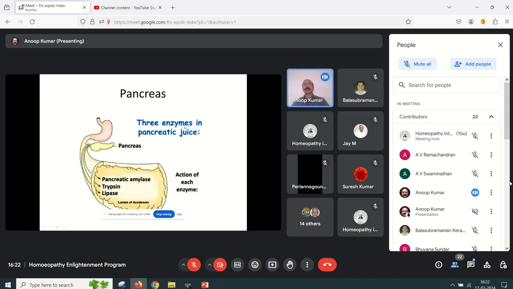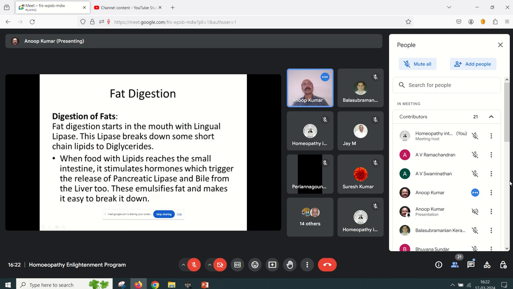So three enzymes in the pancreatic juice are pancreatic amylase, trypsin, and lipase. The action of each enzyme is like the fat digestion. Fat digestion starts in the mouth with a lingual lipase. This lipase breaks down some long chain lipids to diglycerides. So the long chain lipids are broken to diglycerides by the lingual lipase. The lipase is inside the saliva.